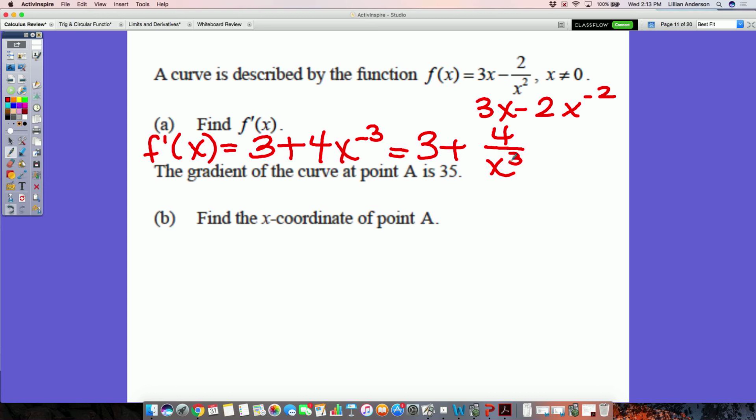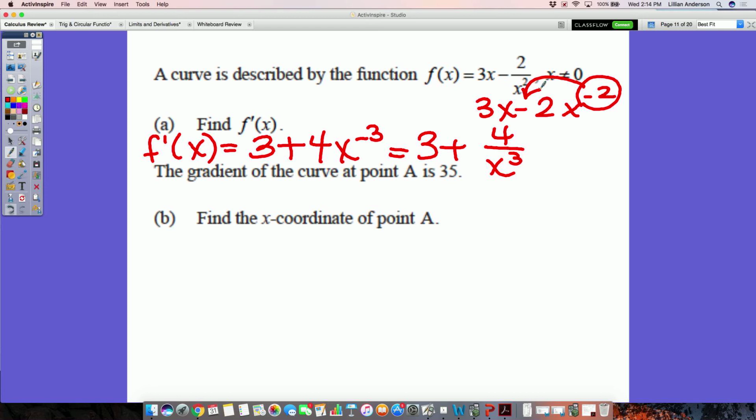In this particular order, no, you can have 4 over x to the third plus 3. That would be fine. Yes? Because remember, since it was a -2, when you bring it down to the front and you multiply, it turns into a positive. Question on finding the derivative.